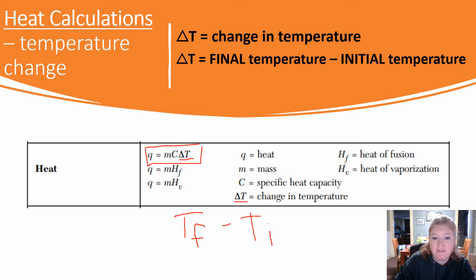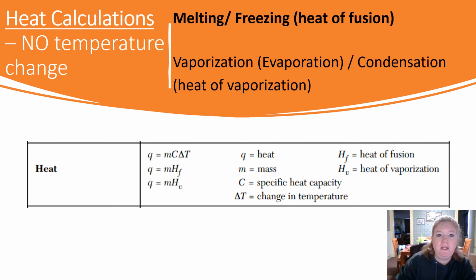It means final temperature minus initial. And it matters because our answer, whether it's negative or positive, will indicate exothermic or endothermic, okay? All right, now what if there is no temperature change? So you see here we have two formulas that don't include temperature. We have one that has HF. What is that? Heat of fusion.